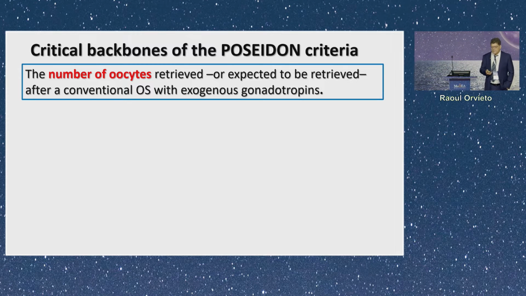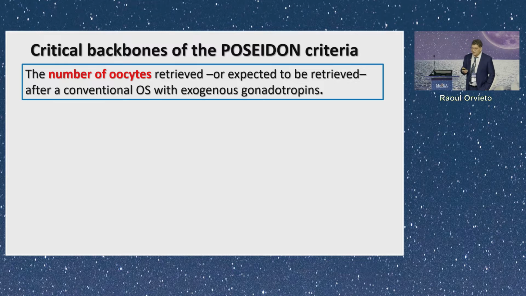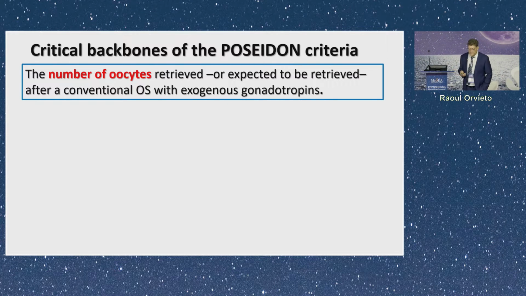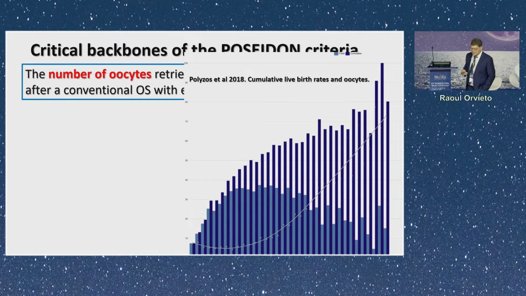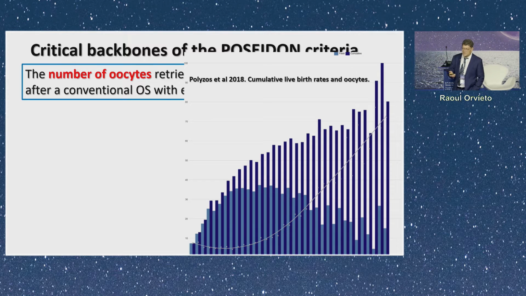So we have these critical backbones of the POSEIDON criteria, and you heard one whole presentation on each of the backbones. The first one is the number of oocytes retrieved or expected to be retrieved after a conventional ovarian stimulation with exogenous gonadotropin. And you can see a Polyzos study, where almost every slide was presented in the previous presentation. So we really can see that pregnancy rate and live birth rate increase up to 15 oocytes, and then there is a decrease.